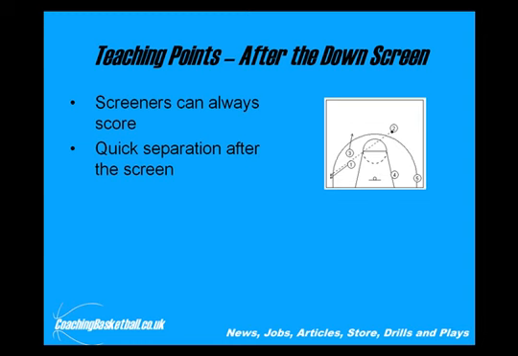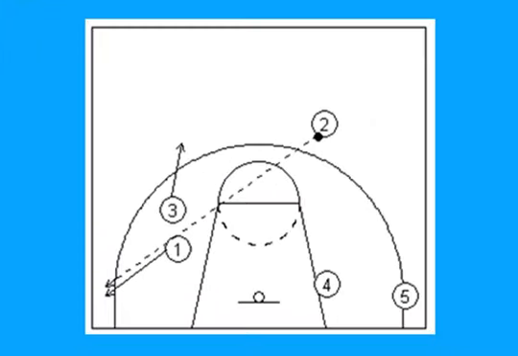Earlier in this presentation, we dealt with the separation after the screen as a key teaching point. Here you need to let your players know. Here we've got number 1 setting a screen for 3. 3's popped off, and number 1's separating by sprinting into the corner looking for that skip pass. You really have to sell to your players the fact that if they set a screen, they can still score. That's an absolute must, especially with junior players.